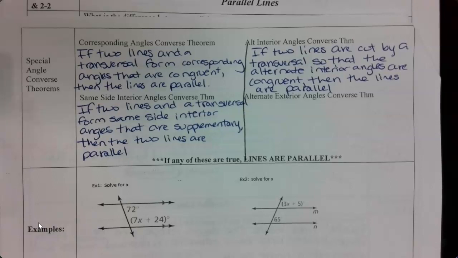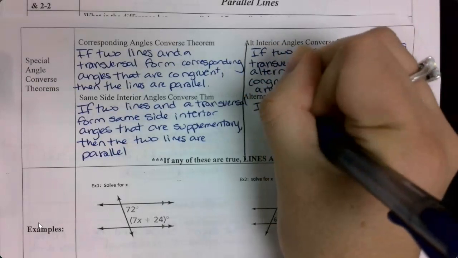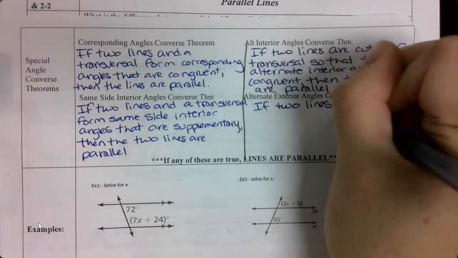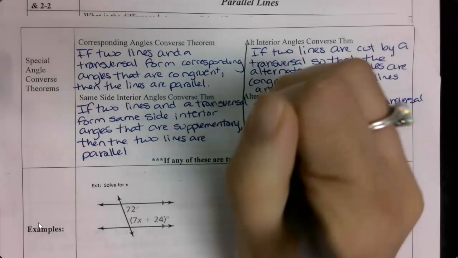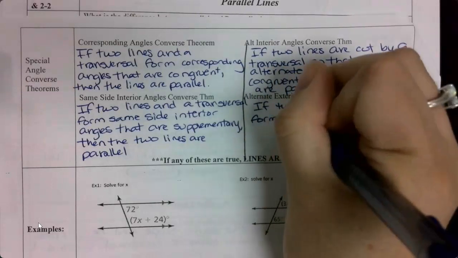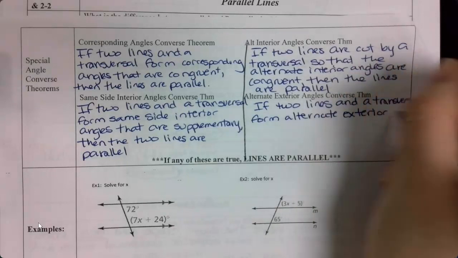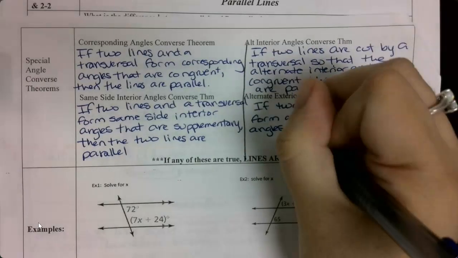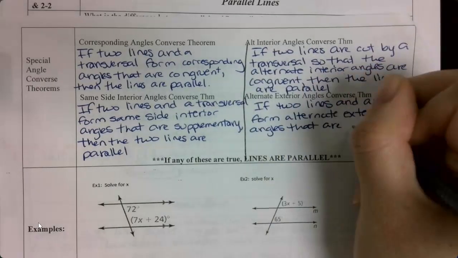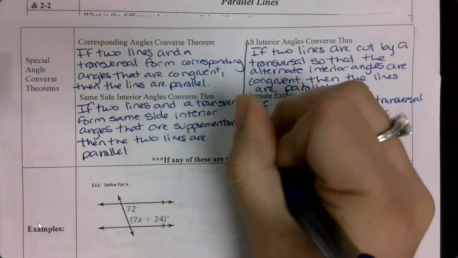Okay, and my last one is alternate exterior angles, the converse theorem. So if two lines and a transversal form alternate exterior angles that are congruent, then the two lines are parallel.